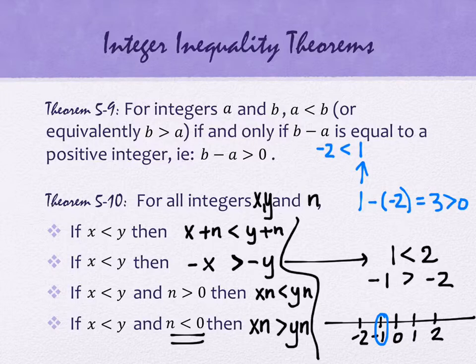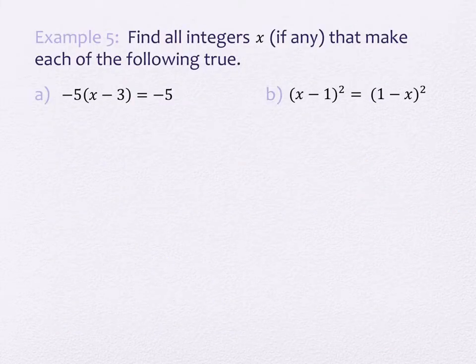Okay, I don't have any examples in here with inequalities, but I do have a couple of examples with equations we're going to look at as our last thing today, and then we'll do some group work. All right, we're going to find all integers x, if there are any, and there don't always have to be ones that work, but any integers x that make each of the following statements true.